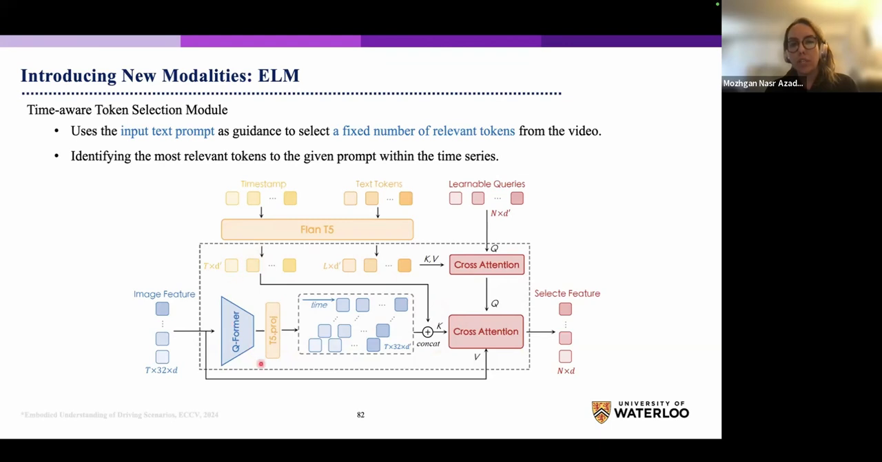So this Q-Former structure is actually a Q-Former within a higher level Q-Former. The whole overview of this architecture is an alignment where we select the most relevant visual tokens, not only based on the query, but also based on the input timestamp. So if you say like 2 seconds in the past, we are only focusing on 2 seconds in the past.